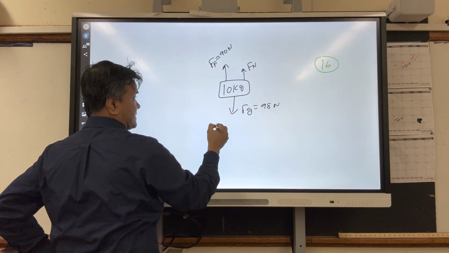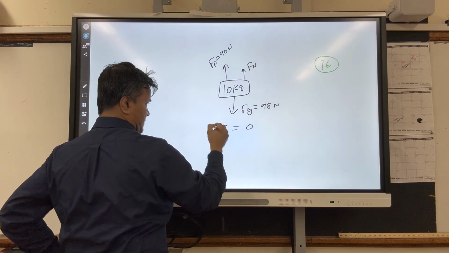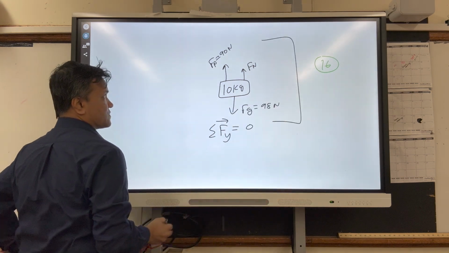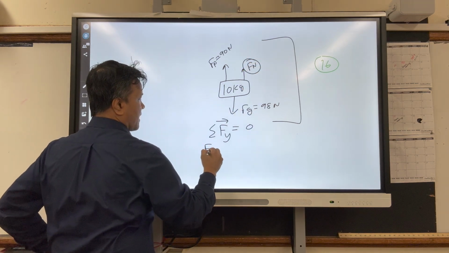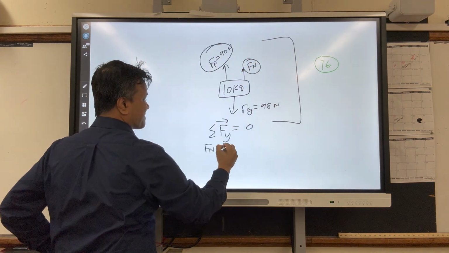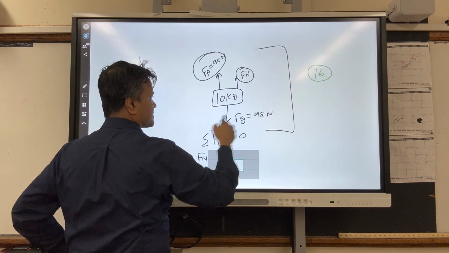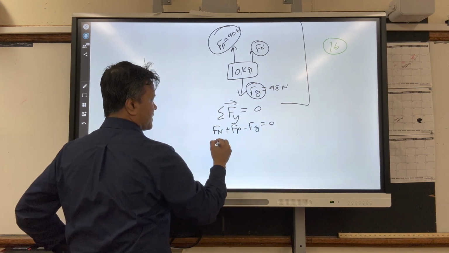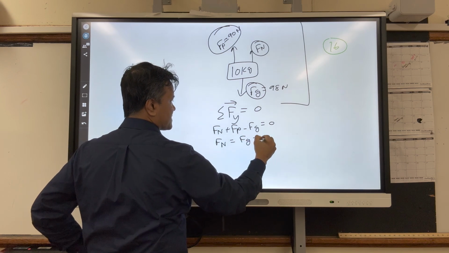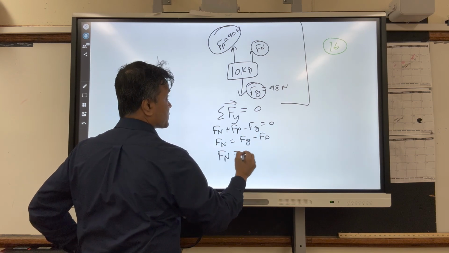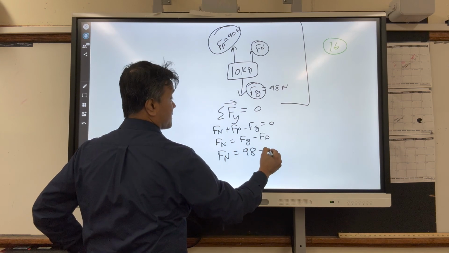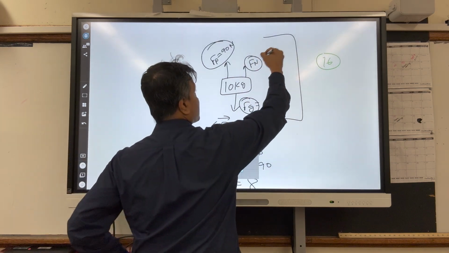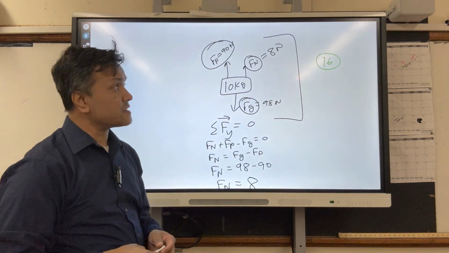So you know that the net force is equal to 0. Newton's first law tells us all the forces acting in the y direction is 0. What are the forces? Fn plus Fp minus Fg is equal to 0. So Fn is equal to Fg minus Fp. So Fn is equal to Fg 98 minus Fp 90. So Fn must be 8. Okay, so this is 8 Newton. Normal force is 8 Newton, and that takes us to problem number 6.